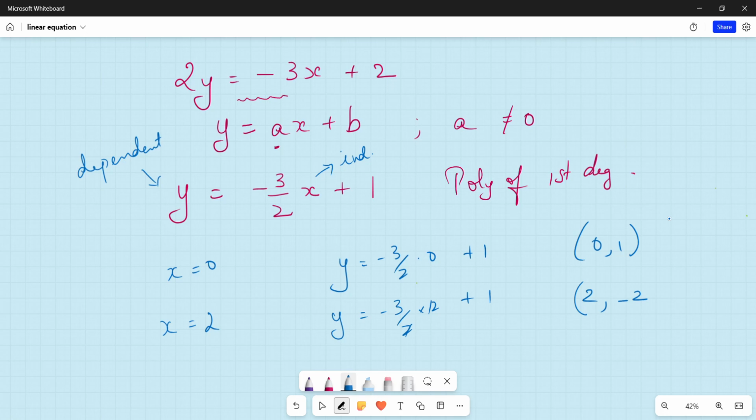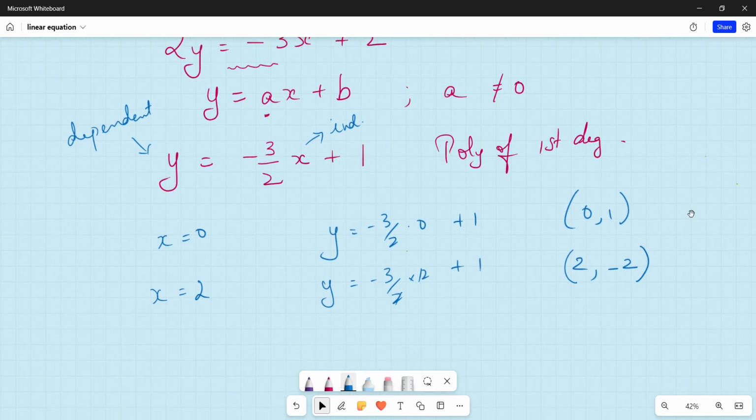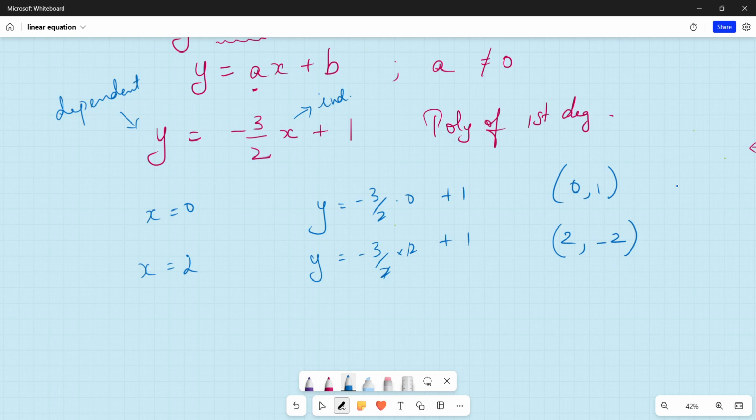Actually, two values are enough to plot a graph, but let me also take one more value for x. Let x be equal to minus 2. So y would be equal to, this would become positive 3 plus 1, so y would become equal to 4. So this is one more coordinate. Now, by plotting the graph, let us see where this graph intersects the x-axis. The point where the graph intersects the x-axis is called the zero of this linear polynomial.